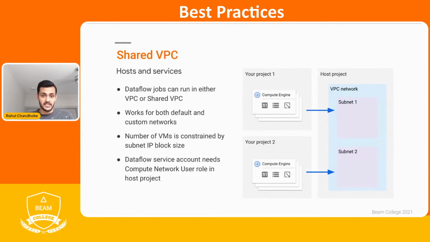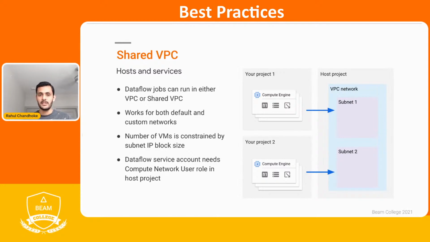So that covered the permissions aspect and the permissions best practices that we have. We move on to the networking aspect. One of the big important points to keep in mind with networking is that often users, while running Beam pipelines on Dataflow, try to use what we call a shared VPC. This is where your network, where your workers run, is in a separate project.